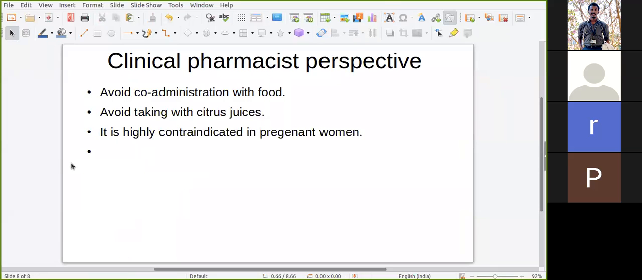All right. And then, from the clinical pharmacist perspective, we should avoid co-administration with food, avoid taking it with citrus juice, and it's highly contraindicated in pregnant women. It will affect the development of the fetus.